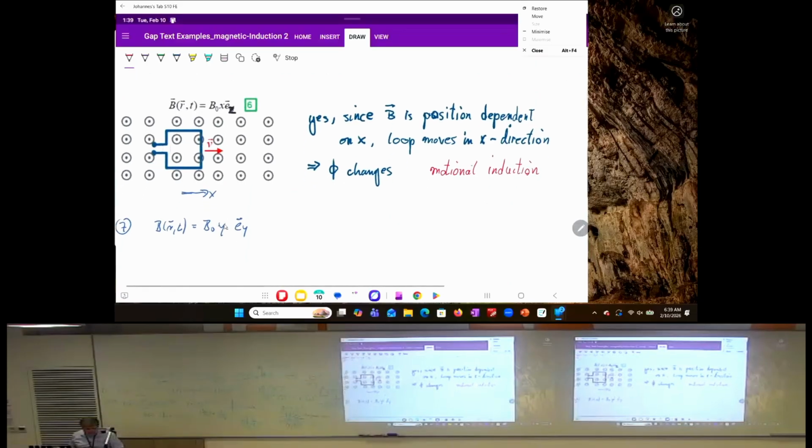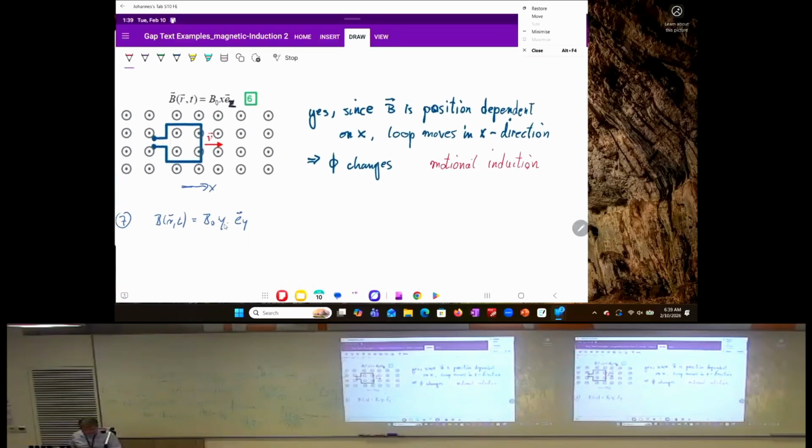And what happens, for example, if we had now a seventh case where our B field is oriented in y direction?